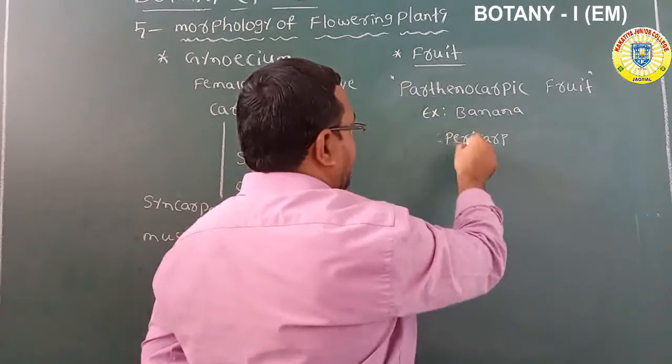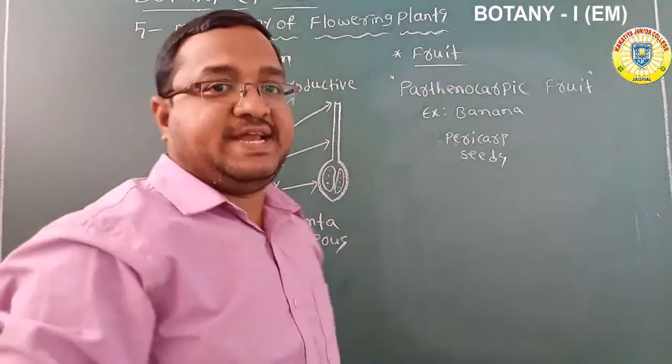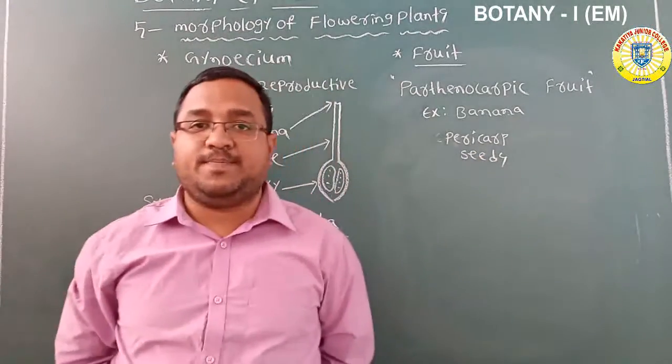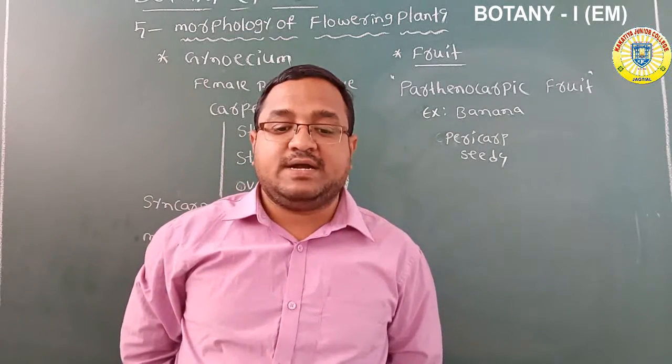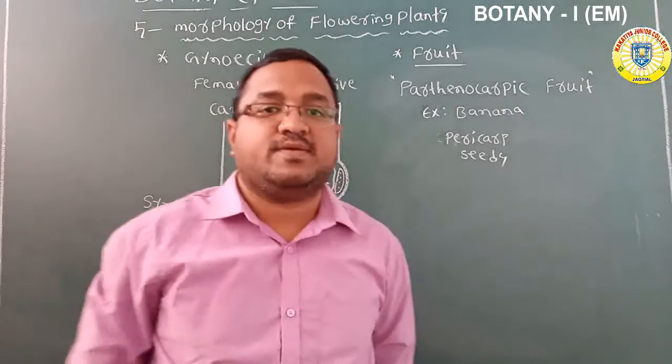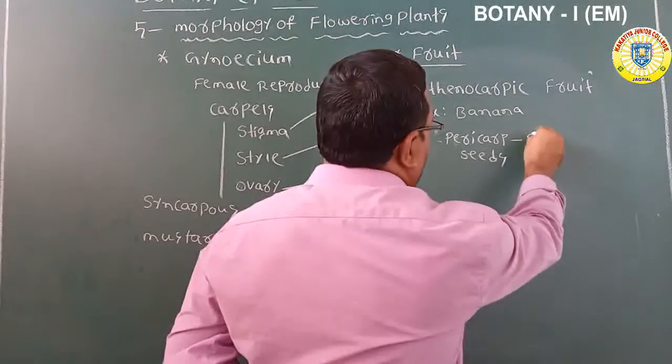And also fruit contain seeds. Fruit contain a wall that is called pericarp. Inside the fruit, seeds are there. The pericarp may be dry or fleshy. The pericarp means the wall. Pericarp means what? Fruit wall.